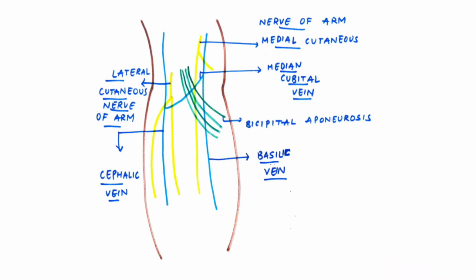Okay. Now one very important point here is that the second layer of the roof of the cubital fossa, that is superficial fascia, contains two veins. One is the basilic vein, which is present medially. This basilic vein is accompanied by the medial cutaneous nerve of arm, and laterally there is another vein which is present in the superficial fascia of the roof of the cubital fossa.